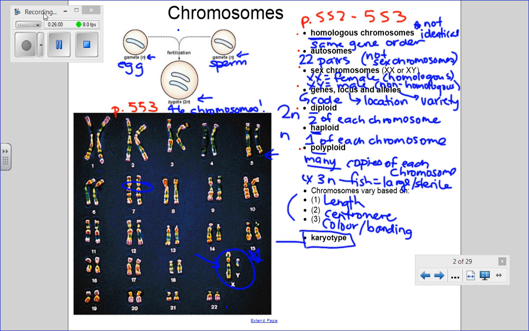When you take an entire set of chromosomes and represent it, that is a karyotype. So this picture is of a human karyotype. So karyotype is just referring to the entire set of chromosomes represented in order. So this brings us to the end of the me talking part.